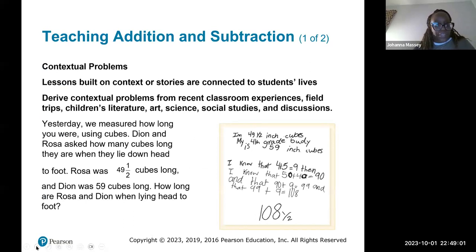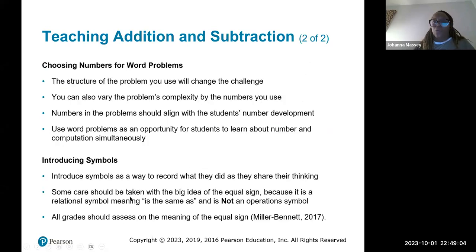So you'll start with the younger kids, writing things out about what it means that we're adding things together and taking things apart. Some care should be taken with the big idea of the equal sign, because it is a relational symbol. So be careful not just to put it at the end. Typically they say the equal sign means the answer. No, it means one side of the equation is relational to the other side of the equation, and they balance off.